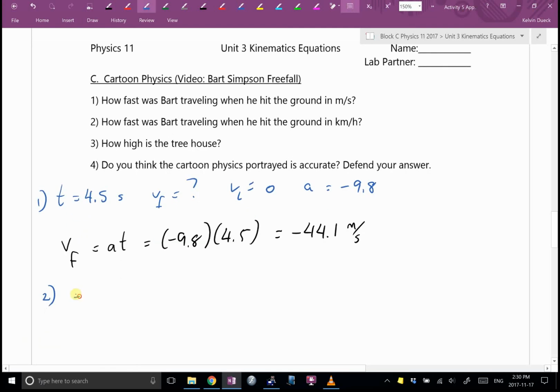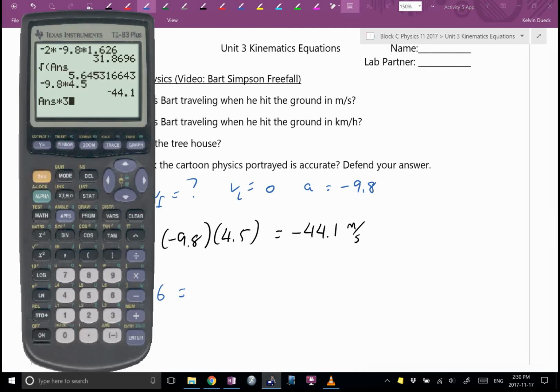Number 2 says convert that to kilometers per hour. That's going to be negative 44.1. Is it times by 3.6 or divide by 3.6? Times? Okay. Negative 159. I'll round off to 3 sig figs.